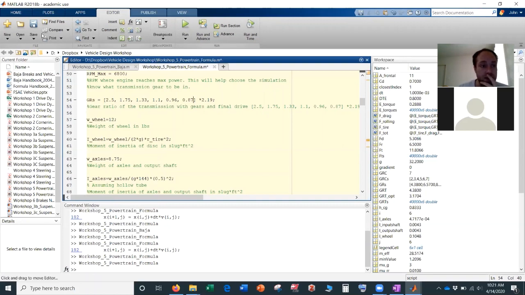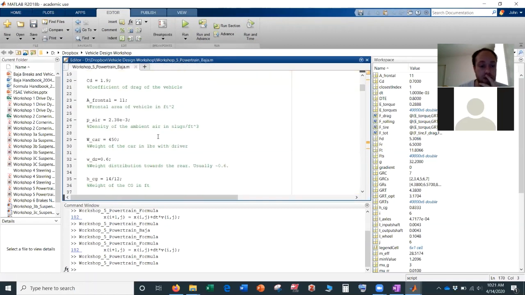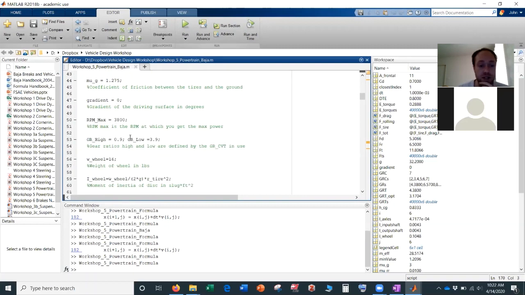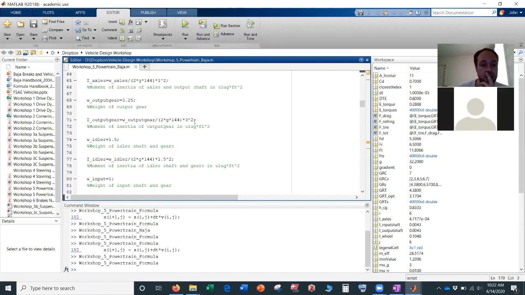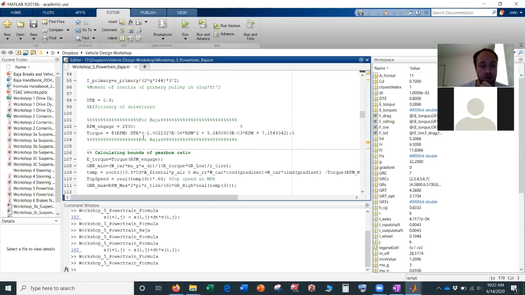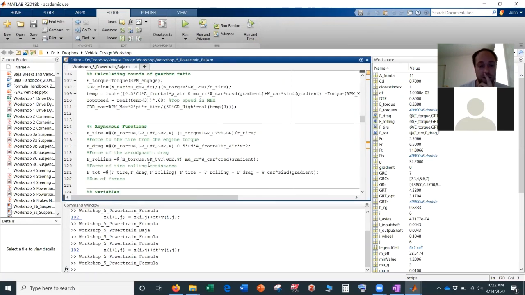All right, so we have these. And then, let's save this. I'm going to close this. We talked a little bit about Baja, which is similar. So the height of the CG, rolling resistance, but instead of having gear ratios, it has the high and low limits of the pulley system of the gearbox. So it has all the moments of inertia, the engines. The other thing that's different, this one actually calculates the bounds, it looks like.